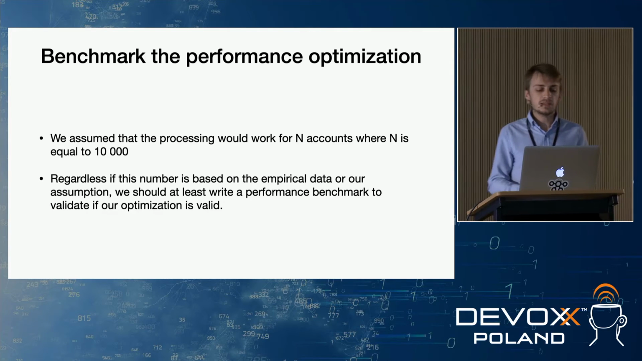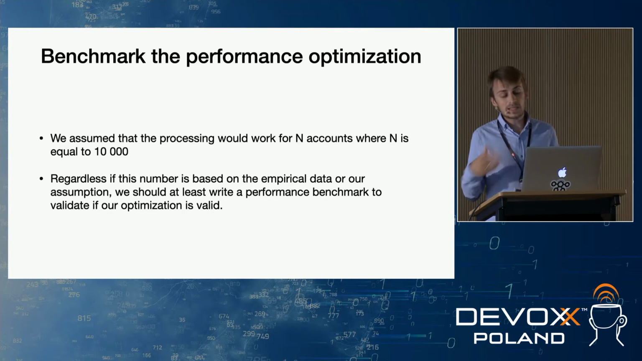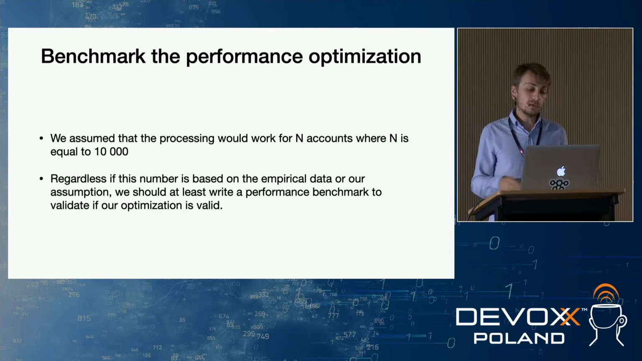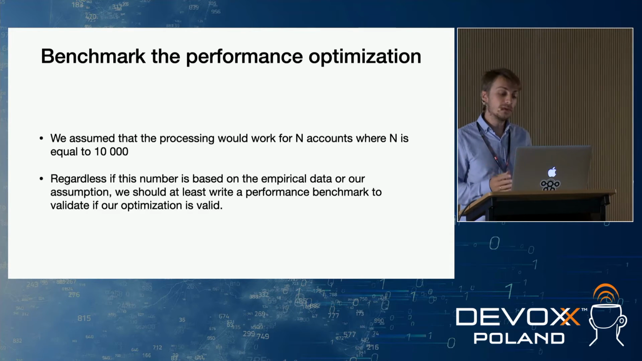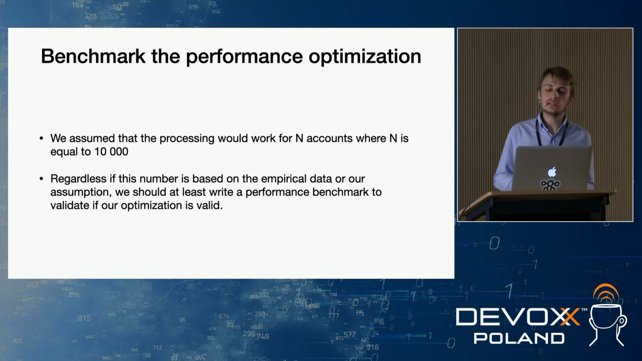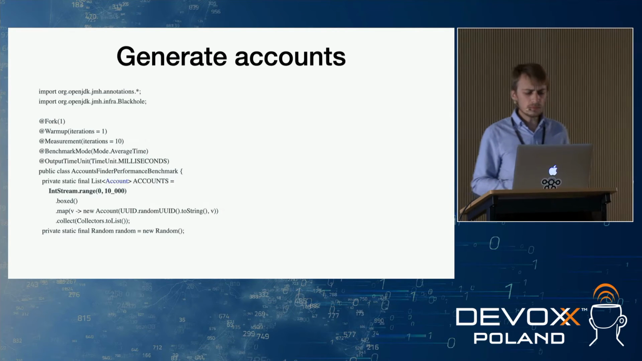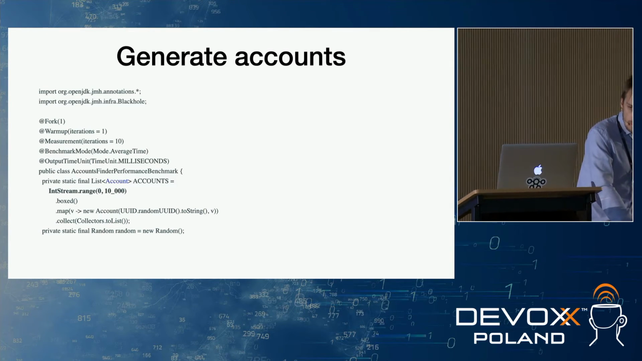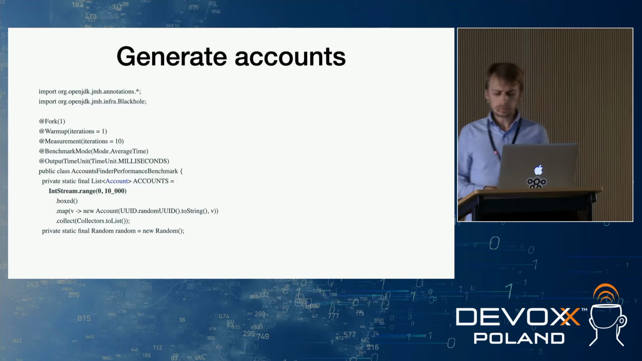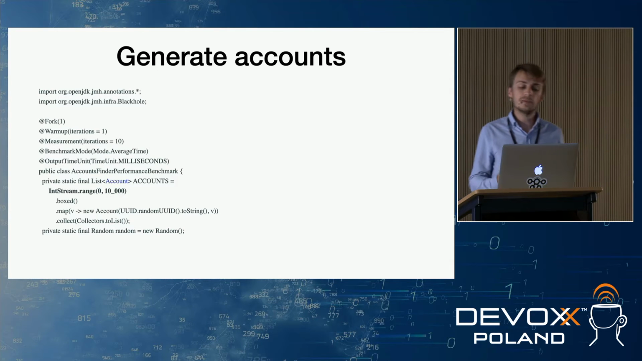So we assume that the processing would work for n accounts. Let's assume right now for this exercise, it will work for n accounts where n is equal to 10,000. And regardless if this number is based on the empirical data or our assumption, we should at least write a performance benchmark to validate if our optimization is valid in this context. The benchmarking code will generate n random accounts with IDs from 0 to 10,000. We can generate a random string using the UUID class. The fork parameter states that all tests should be run in the same JVM.